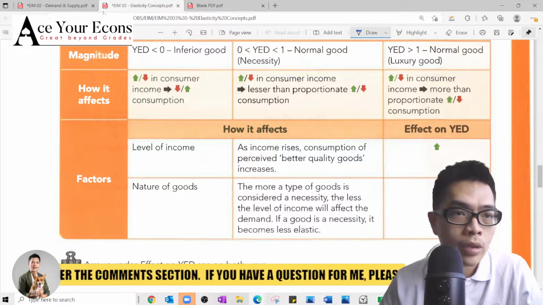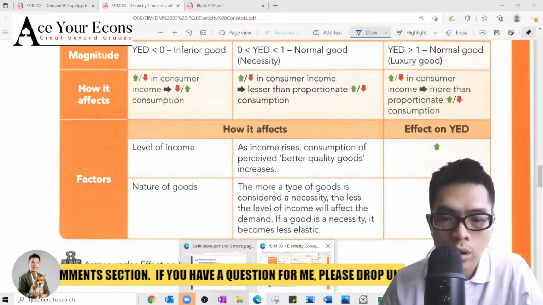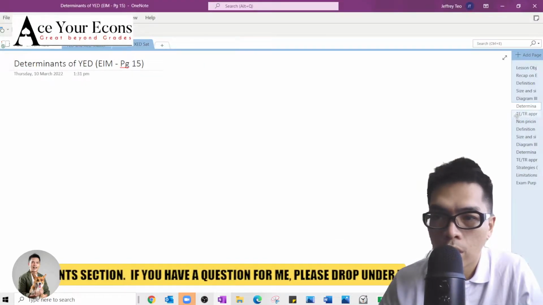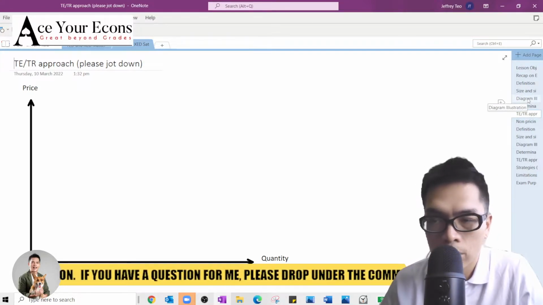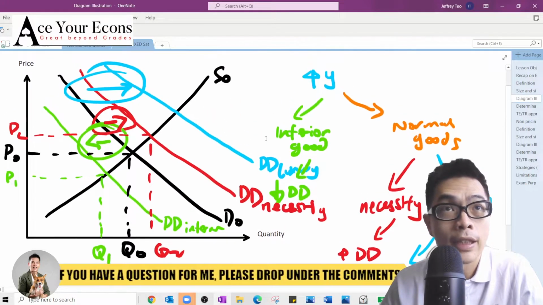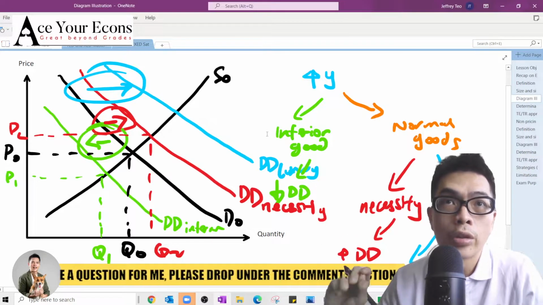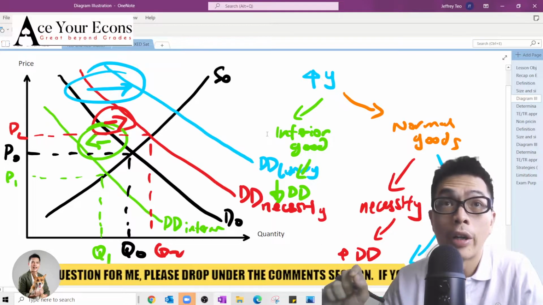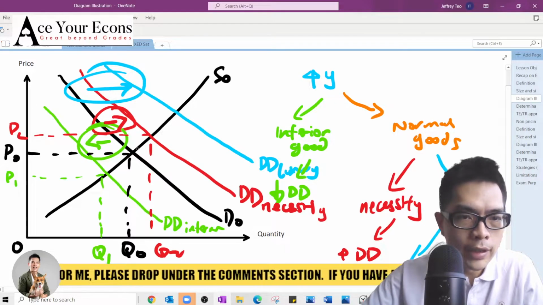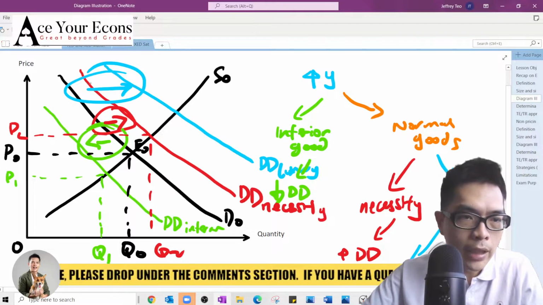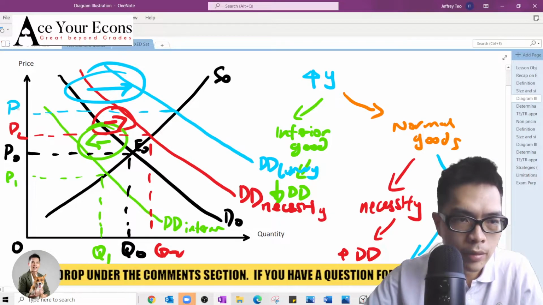With this, I am going to move on to the TETR approach. There's no need to jot down. I'm just going to extend using the same diagram. Remember, we have gone through the total expenditure, total revenue approach. So what we need to do is just to insert the 4 points again. Remember, TETR is always 4 points. I'm so sorry I did not label this.